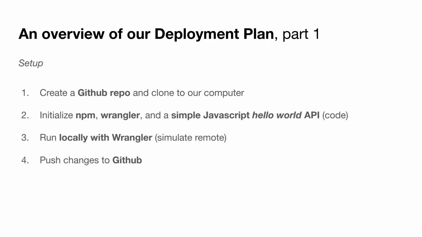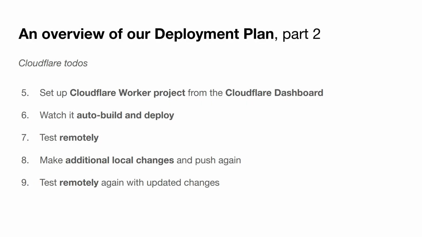And then once we push the changes to GitHub, we're going to set up the Cloudflare Worker project. In this case, we're going to be doing it from the dashboard, although you can also do it from the CLI. And then we're going to watch it auto build and deploy as soon as we create the project. We're going to test the remote instance, and then we're going to make additional local changes and push again.